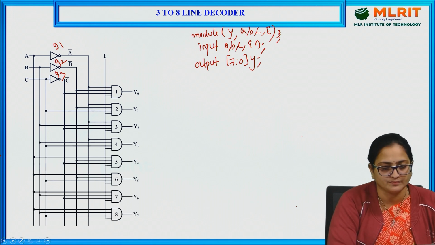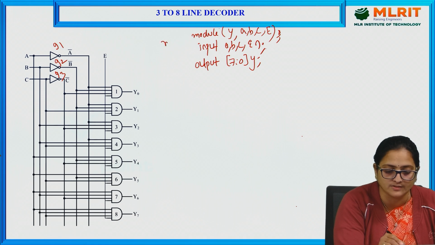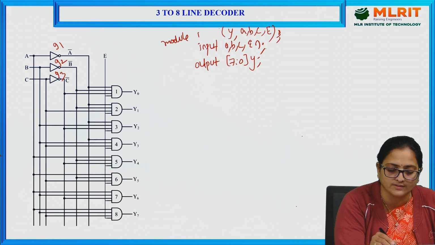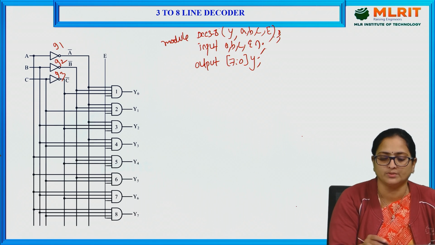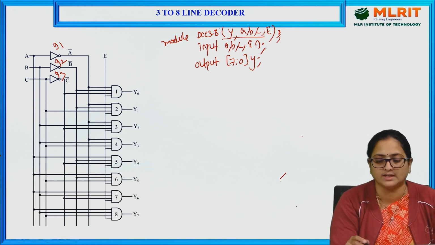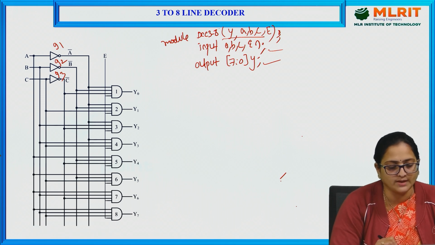Here, module name. I forgot to write the module name. Module name, I write it as decoder 3 to 8. So declare the ports here, declare the input ports and declare the output ports. Next, how to write the design description.